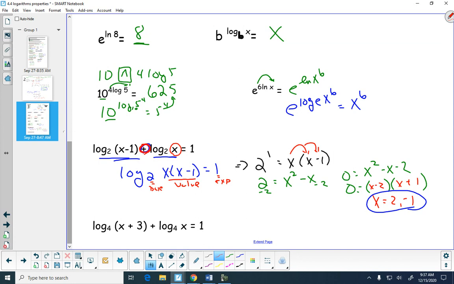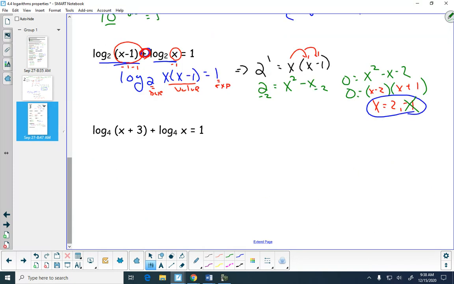Well, if I put the value of 2 in, 2 minus 1 is 1, I'm okay with that, and then I have 2 here, I'm okay with that. But if I put negative 1 in, we get logs of negative values. This is called an extraneous root, and we have to cancel it out. Go ahead and solve the last one here.